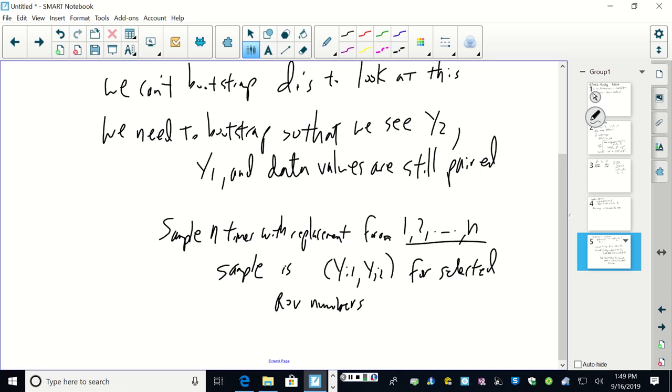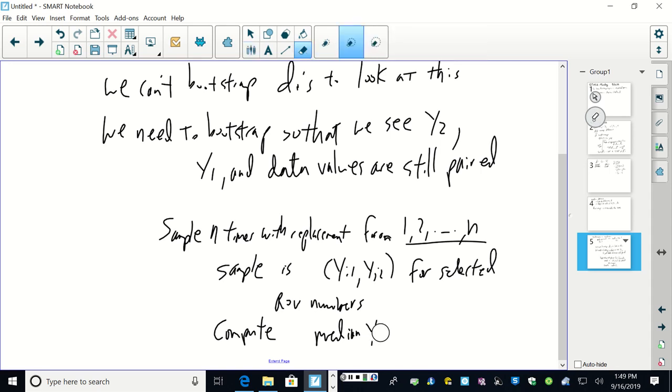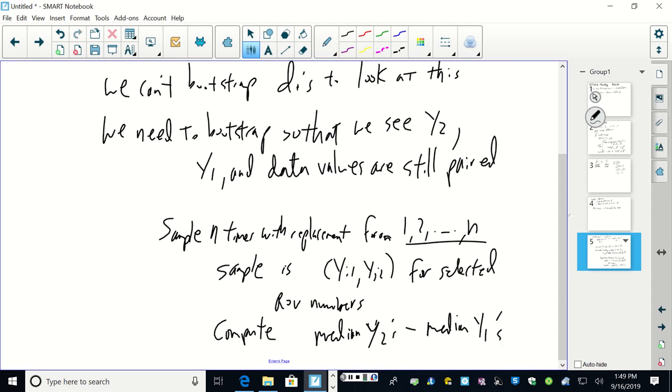So we're going to pick n people, and we're going to keep their paired measurements. Some of them will be copied over 2 times, 3 times. Others will be omitted. So that's the sample, and then we compute from that sample the median of the y2s minus the median of the y1s. Doing that one time gives us one value of this difference of medians. If we do that 1,000 times, we get 1,000.